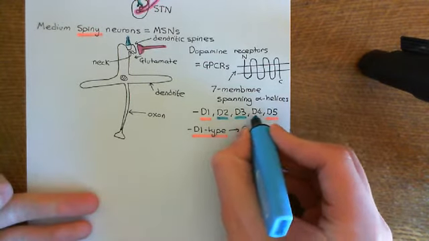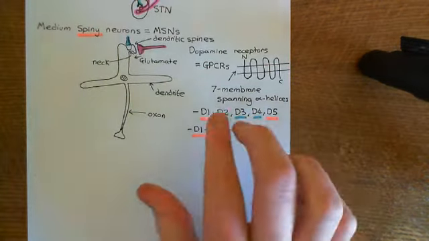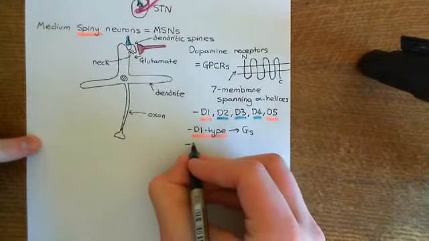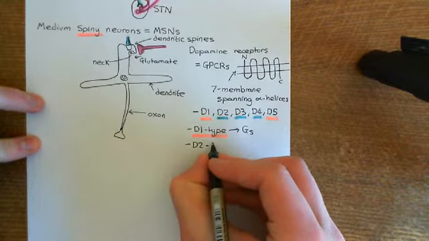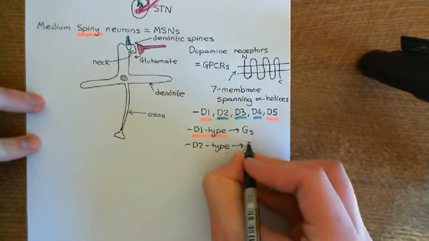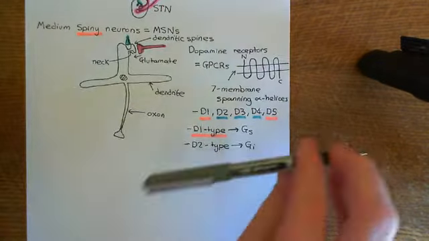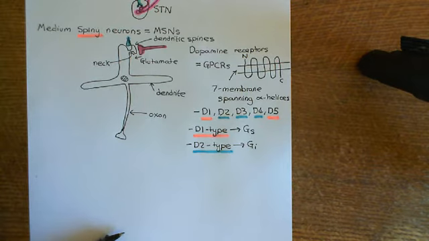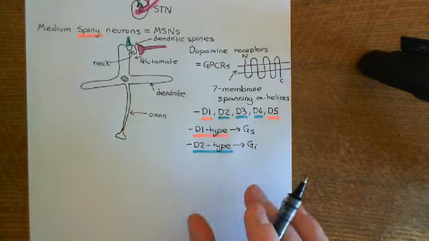Then D2, D3, and D4 activate a different signaling pathway to D1 and D5, but they all again activate the same pathway together. So they are known as the D2 type dopamine receptors, and they activate GI heterotrimeric G proteins. So those are the D2 type dopamine receptors. Now, why have we gone into this?